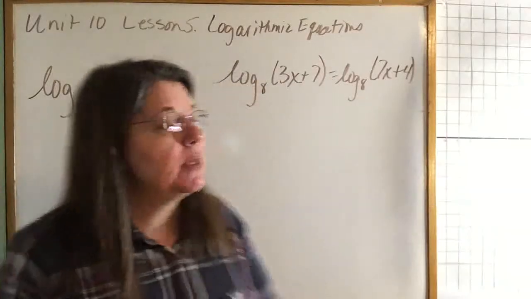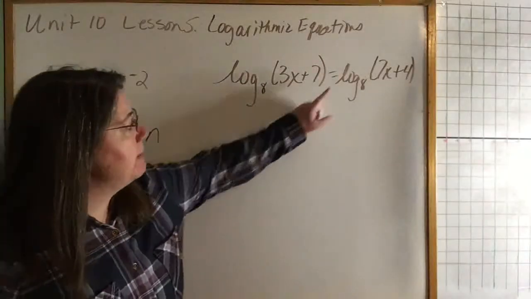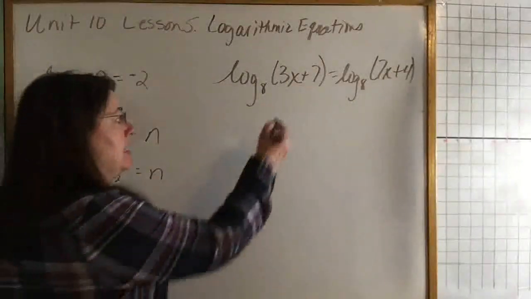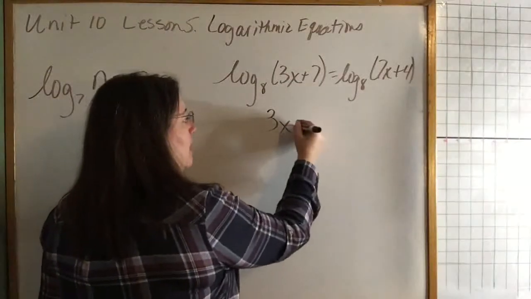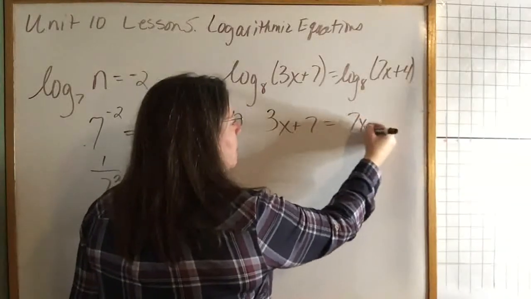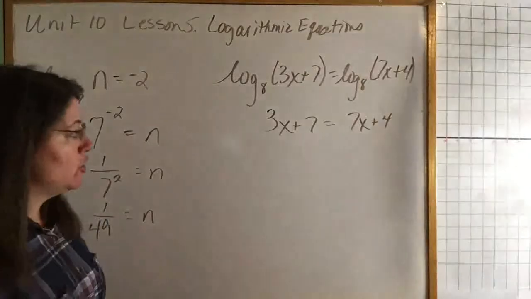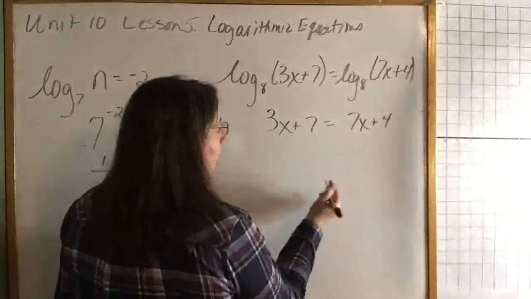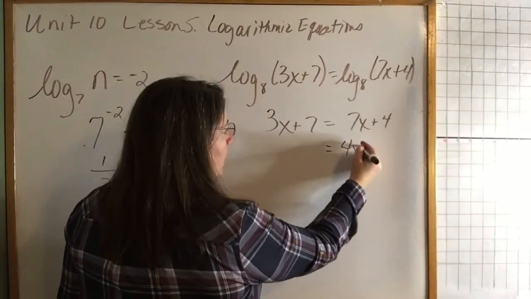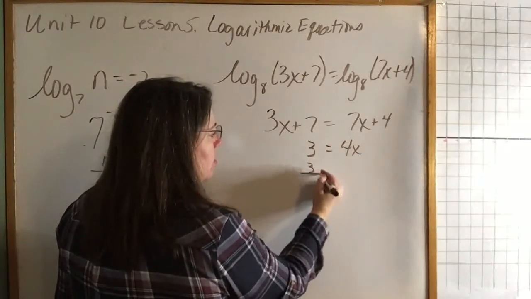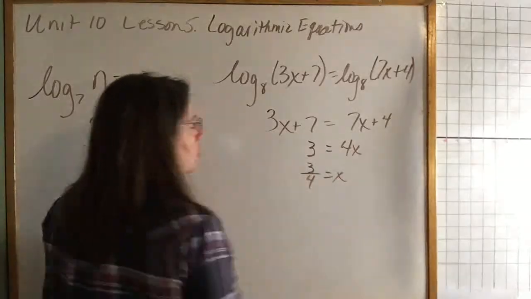For the next one, since my log base 8 and my log base 8 are the same, I can drop the log base 8, and this is the same thing as 3x plus 7 equals 7x plus 4, and then I can just solve that simple equation. If I get the 3x on the other side, I'm going to have a 4x. If I move the 4 to the other side, I'll have a 3, and so 3/4 is equal to x.